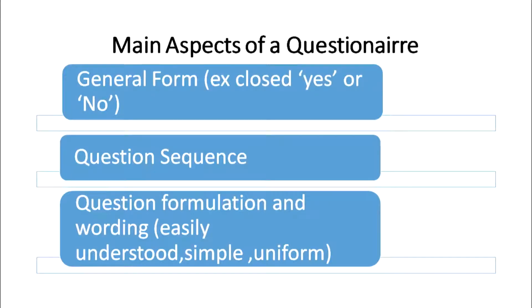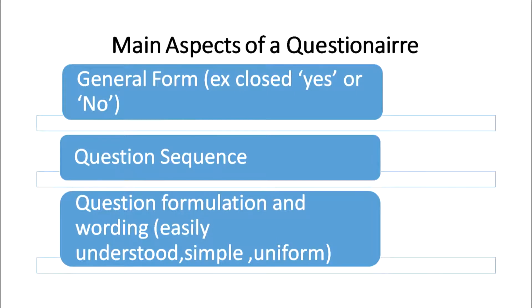Now, there are some essentials of a good questionnaire. Let us see what the main aspects of a questionnaire are and what a good questionnaire is. The main aspects of a questionnaire would be the general form. For example, a questionnaire can be framed in a general form, with closed-ended questions like yes and no. You must have seen questions asking whether your workplace is far or near, yes or no. Do you take a mode of transport to your workplace, yes or no? So, the general form of questionnaires would be closed-ended, with a yes or no option to tick.